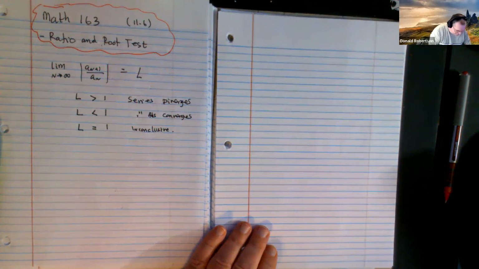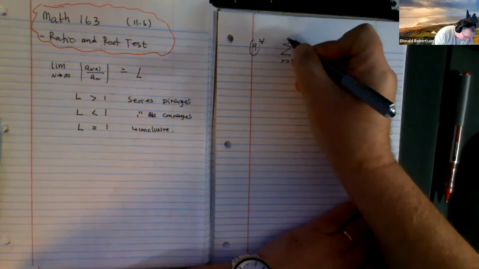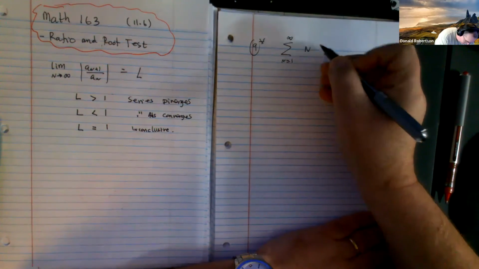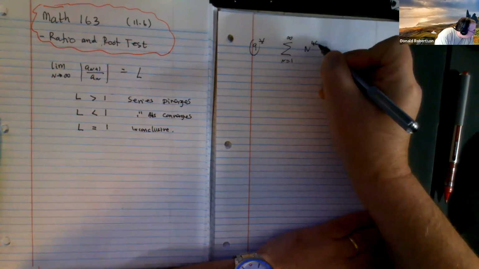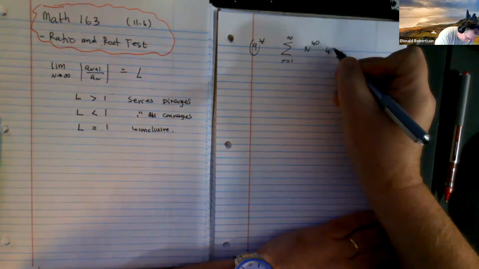Well, we only have one left, so here's my version of question 9. The sum from n equals 1 to infinity of n to the 40, 40 to the power of n, over n factorial.